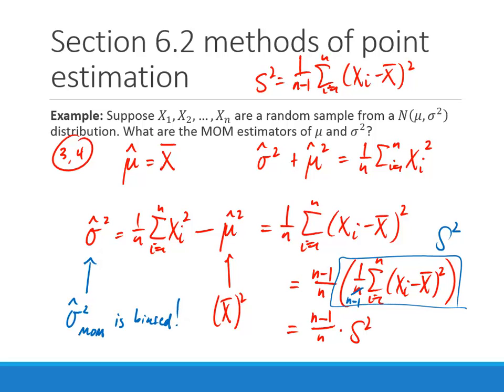So I think what you said would have been true when you just have one parameter. When m equals 1, the method of moments estimator is unbiased. But remember, S squared was our unbiased estimator, and this method of moments is not quite that. So this thing will be biased.